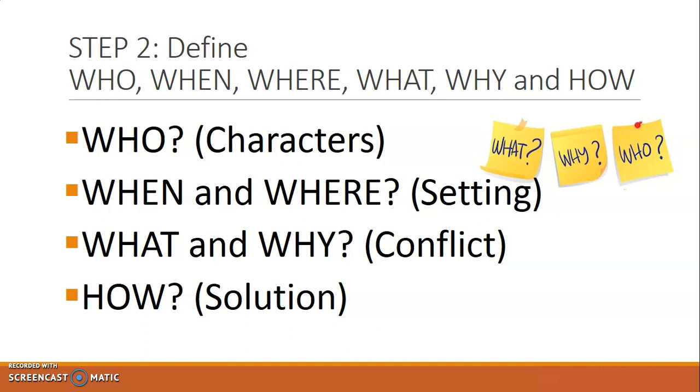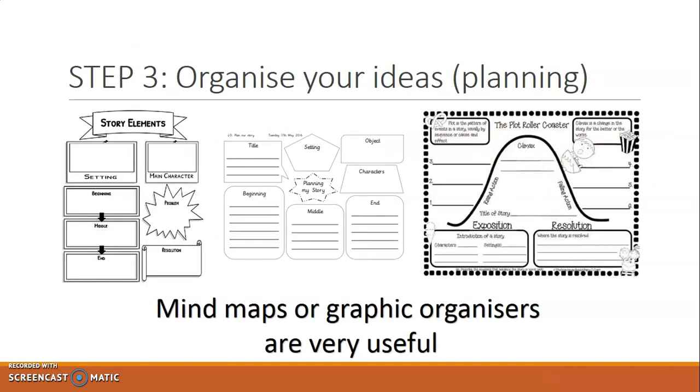Then, we should talk about what and why. That is connected with the conflict, the problem of our story, the main part of the story actually. And finally, how, that is, the steps that the characters follow in order to find a solution to the conflict. Of course, once we have all these, we can start organizing our ideas. So we should plan how we are going to divide all this information in different paragraphs and doing it appropriately.